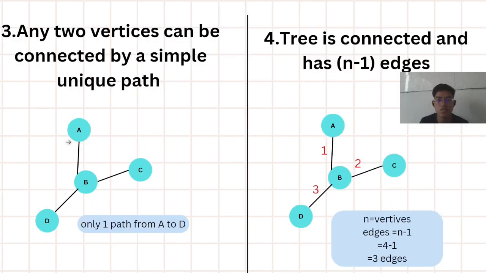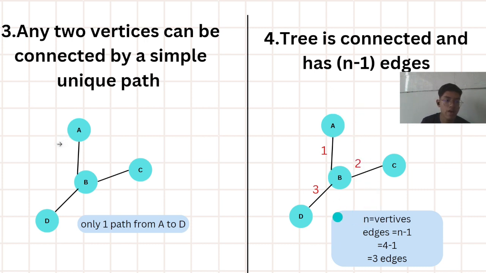Third, any two vertices can be connected by a simple unique path. For example, from point A to D there is only one path. Fourth, a tree is connected and has n-1 edges.